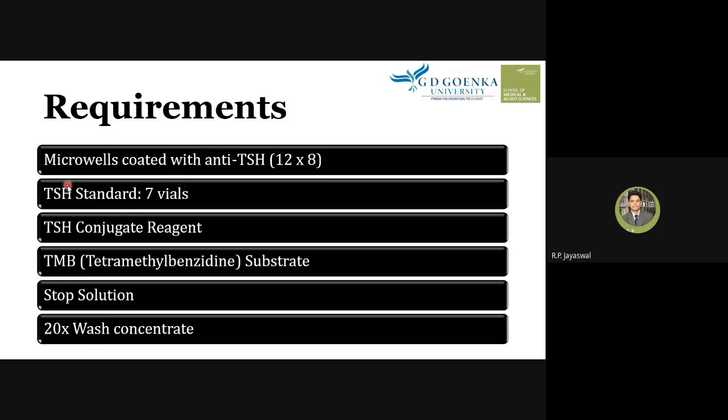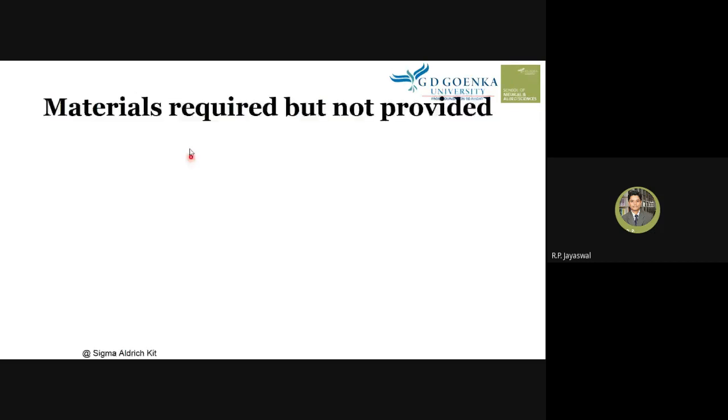I hope you have the information about the role of microwells, the role of TSH standard, and the role of TSH conjugate reagent. You should know the function of these. You can ask me if you have any doubt related to this, at the end. Materials required but not provided: what are the materials required?